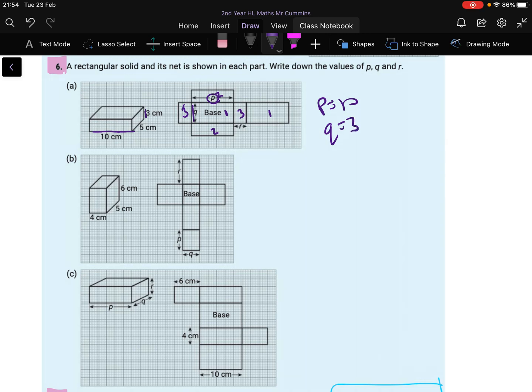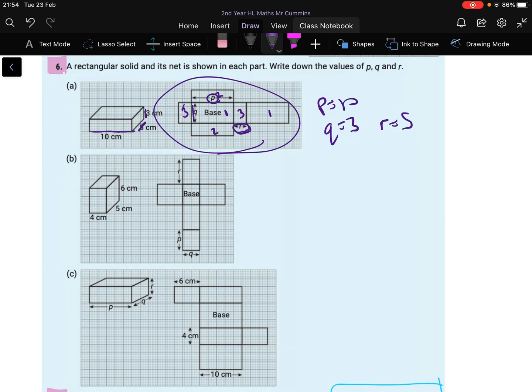And R, where's R on this? R is this bit here. R is the side part here. R is going to be equal to 5. So this is real spatial awareness, isn't it? Figuring out, when you fold up this one here, where does each side go when you have them folded up? It's more of a thing you see in a newspaper than an actual maths question. Some people are brilliant at these and some people are dreadful at them. I'd be somewhere in the middle, I think.